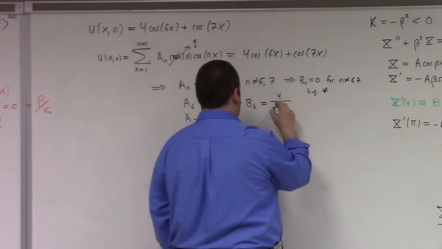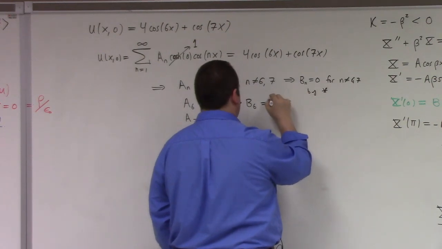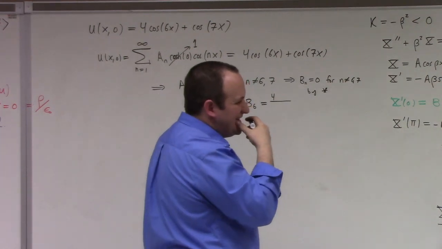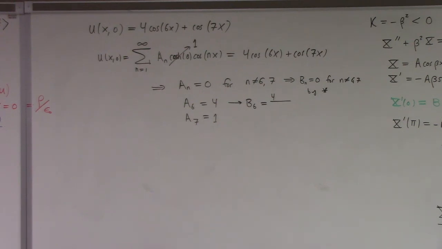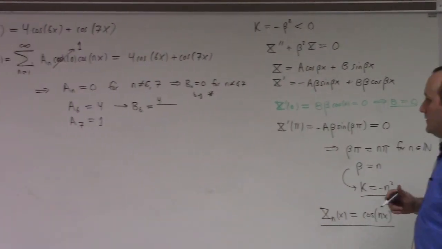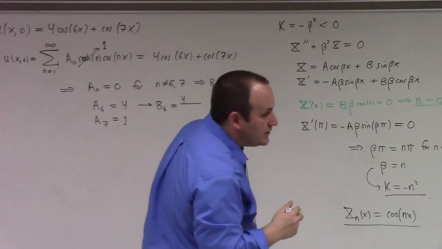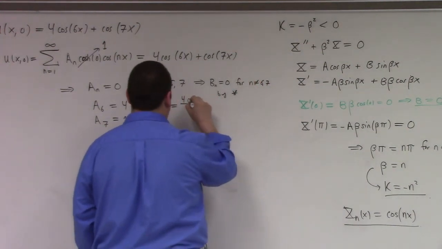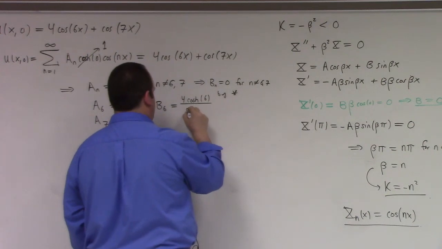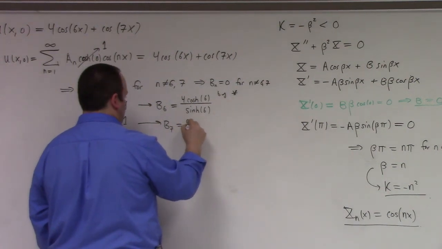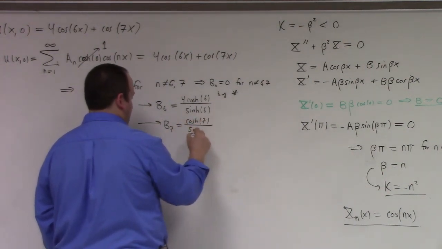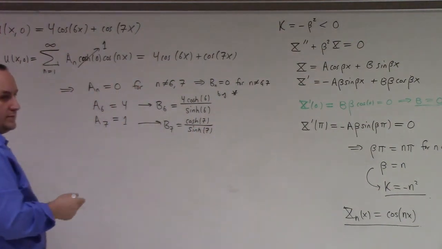over. All right. Let me write it in terms of coshs and sinhs. So it's 4. I'm sorry, let me put that hyperbolic tangent away. A sub n cosh of n over the sinh of n. So that's 4 cosh of 6 divided by the sinh of 6. And likewise, b sub 7 is cosh 7 divided by sinh 7. Okay, so we can write down our answer.